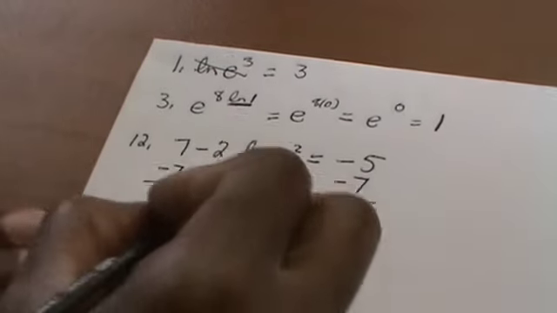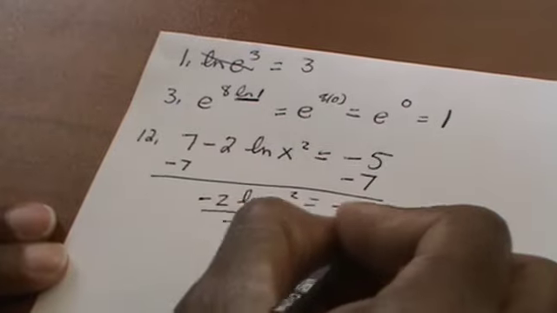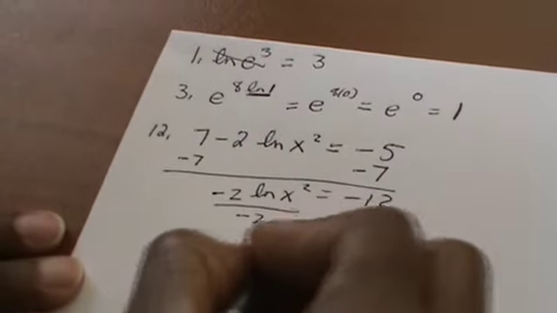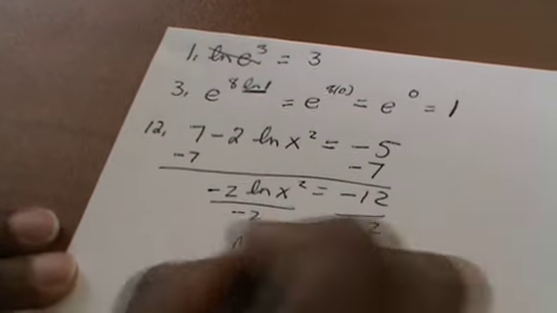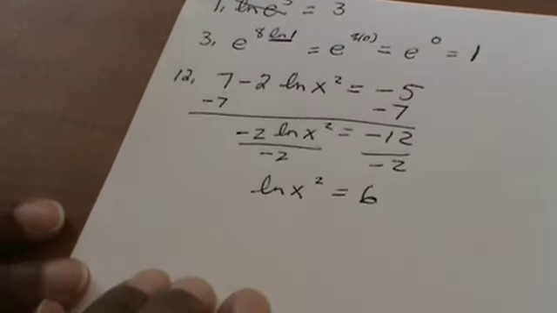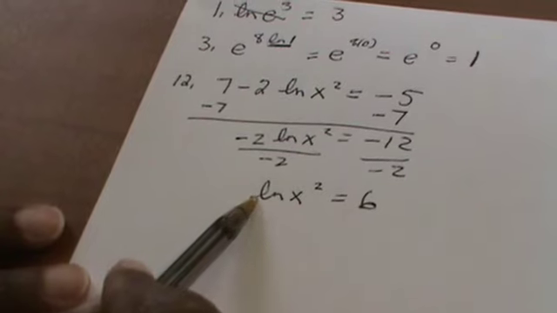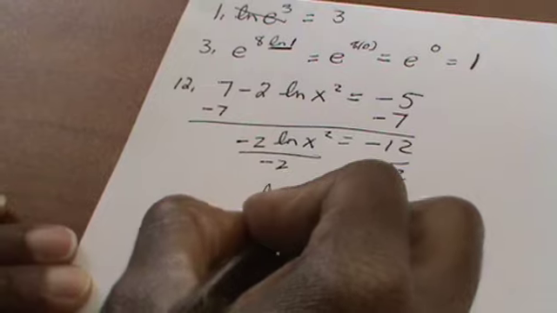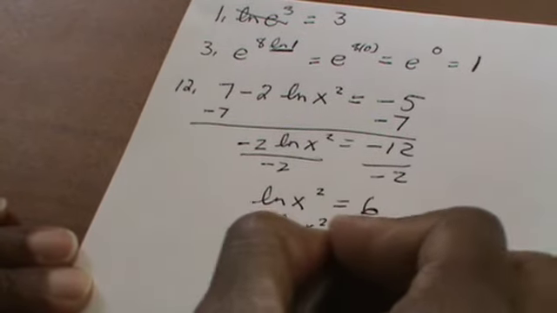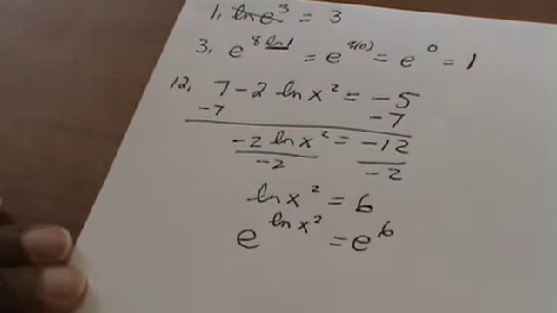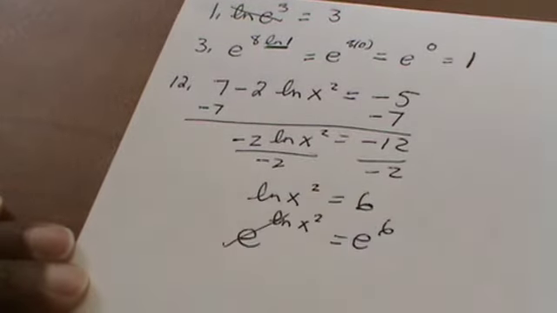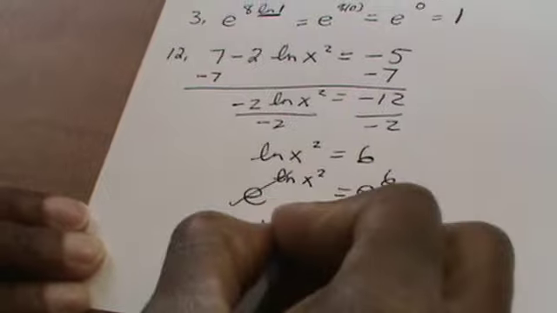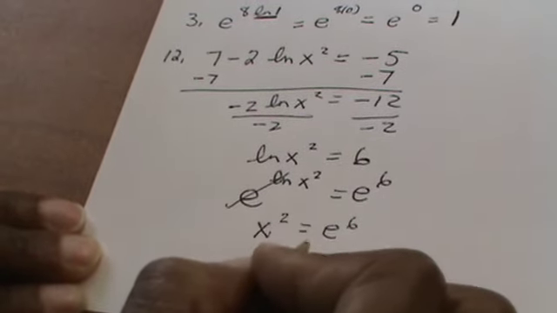Okay, so then I'm going to divide by negative 2. I'll divide by negative 2. So then the natural log of x squared is equal to 6. All right, I'm getting there. Notice I need to get rid of the natural log. The only thing that does it is the e. So I get e to the natural log of x squared equals e to the 6th power. There you go. Those two cancel each other out. Leave you with just x squared equals e to the 6th.